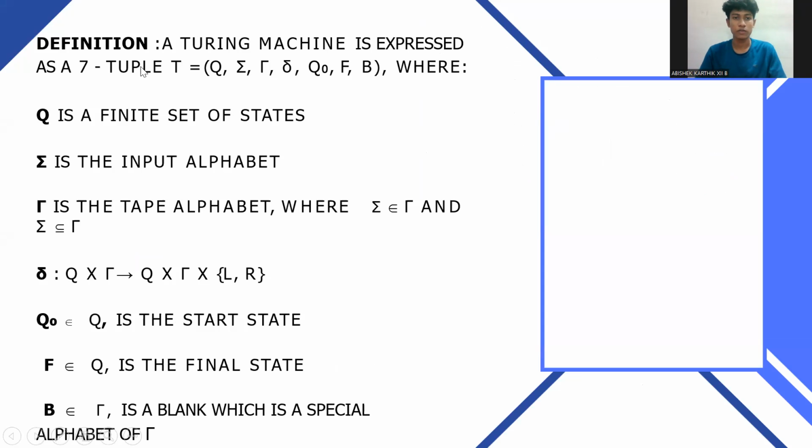So let's see the definition of a Turing machine. A Turing machine is expressed as a 7-tuple where Q is a finite set of states, sigma is the input alphabet, and gamma is the tape alphabet, where sigma is a subset of gamma. Delta is Q cross gamma gives Q cross gamma cross the directions L, R. L is left, R is right. Delta is the transition function. We'll get to that in a few minutes. Q naught and F are the start state and final states, and they belong to Q. And B, as I was saying, is the blank symbol, which is a special symbol of gamma.